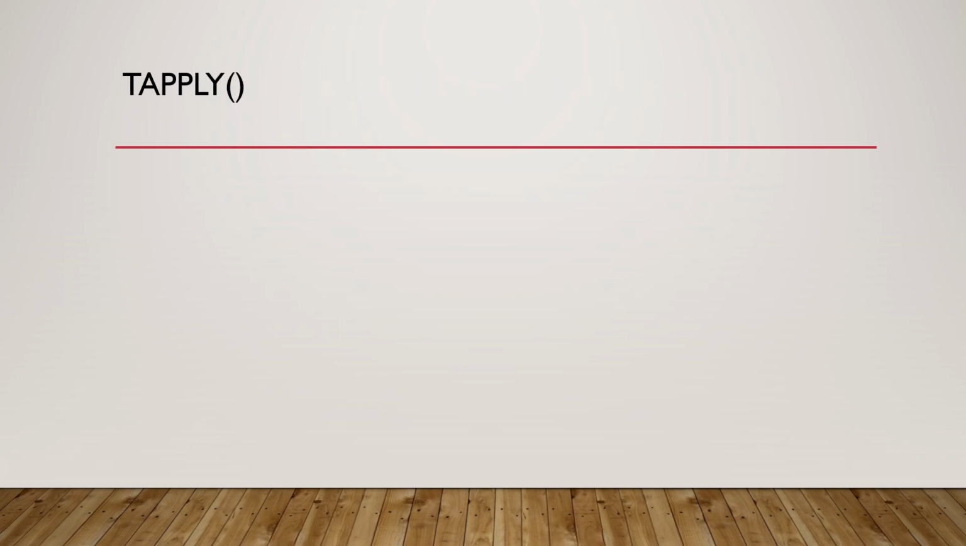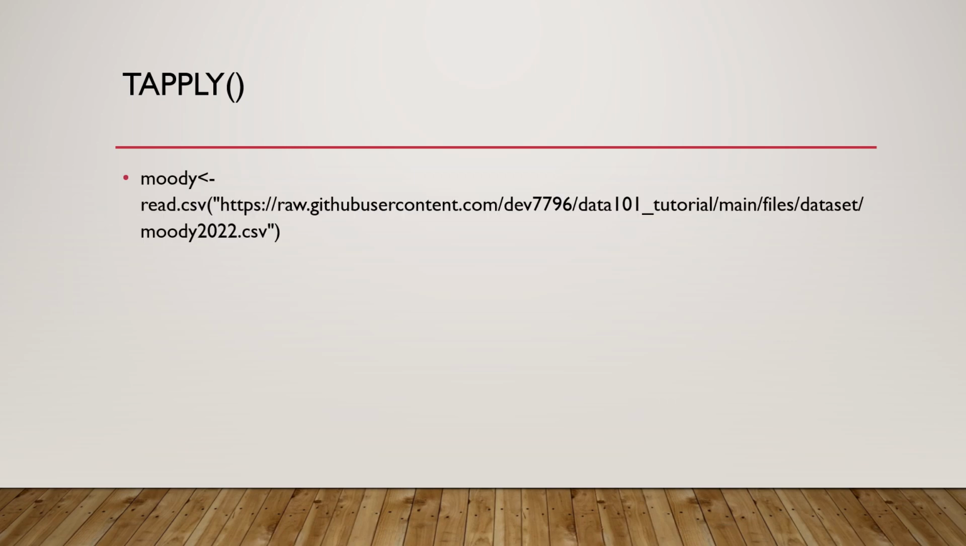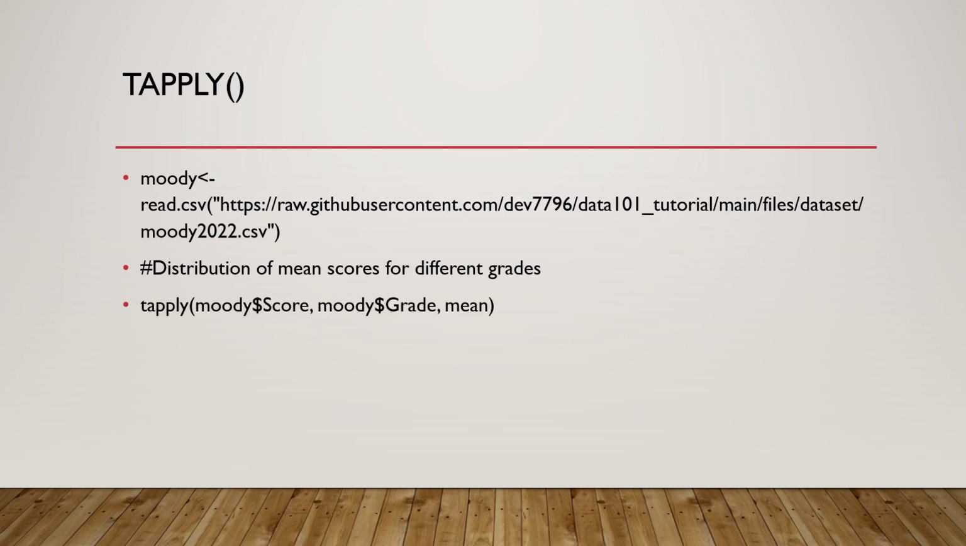Tapply. Tapply is a function which deals with numerical and categorical variables. Here is our data frame again, and we calculate distribution of mean scores for different grades. How do we do this? We use the function tapply. It has three arguments: score, grade, and mean.